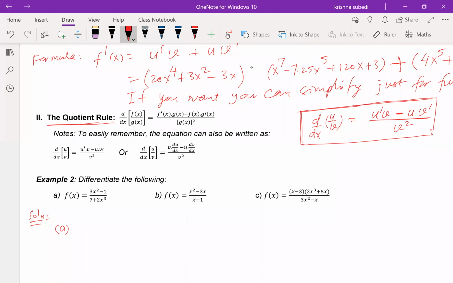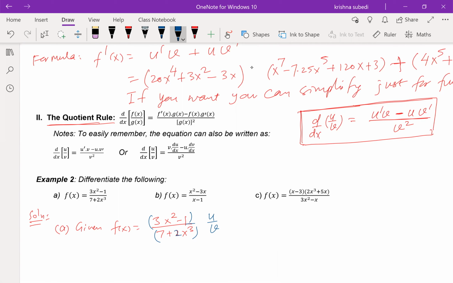So we are given f of x is (3x squared minus 1) over (7 plus 2x cubed). Now remember, this is in the form of u over v, okay? So the first part you can consider as u, and the second part you denote by v. So we have two polynomial functions divided.